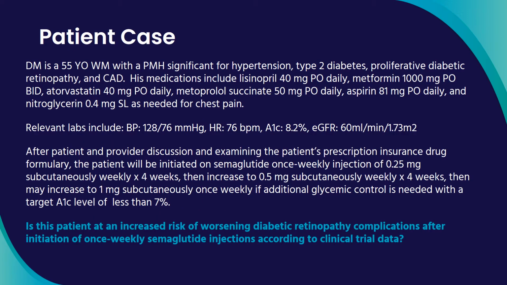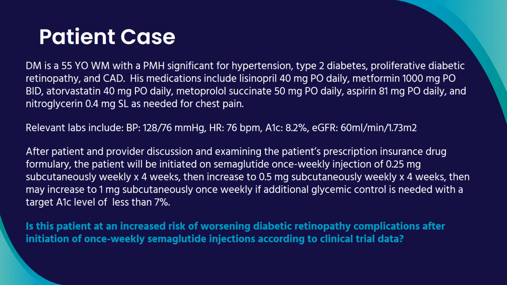Here's a patient case. We have DM, who is a 55-year-old white male with a past medical history significant for hypertension, type 2 diabetes, proliferative diabetic retinopathy, and coronary artery disease. His medications include lisinopril, metformin, atorvastatin, metoprolol succinate, aspirin, and nitroglycerin. The patient's relevant labs are included on the slide.